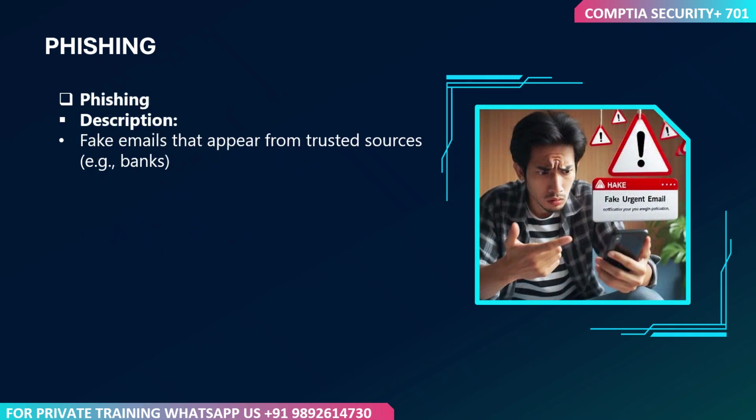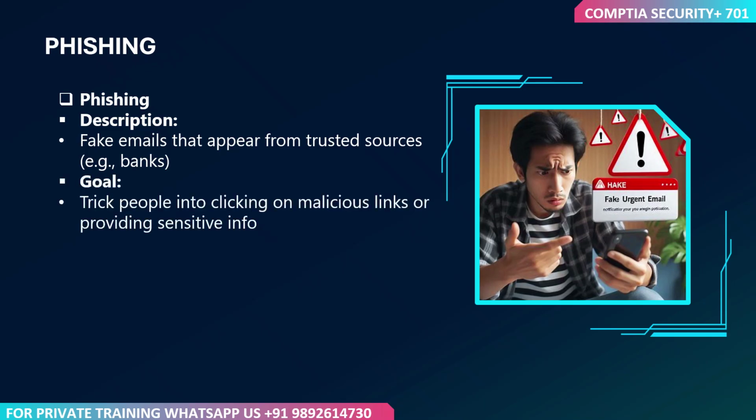Phishing. Phishing is one of the most common and dangerous types of social engineering. It's a sneaky trick that cyber criminals use to steal personal information, often without the victim realizing it. So how does phishing actually work? Let's break it down. First, it starts with a fake email. It looks completely legitimate, maybe from your bank, a government agency, or even a well-known company like Amazon or PayPal.